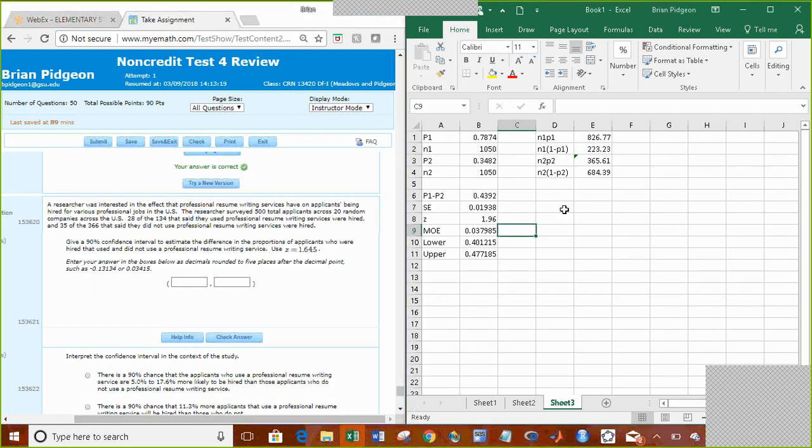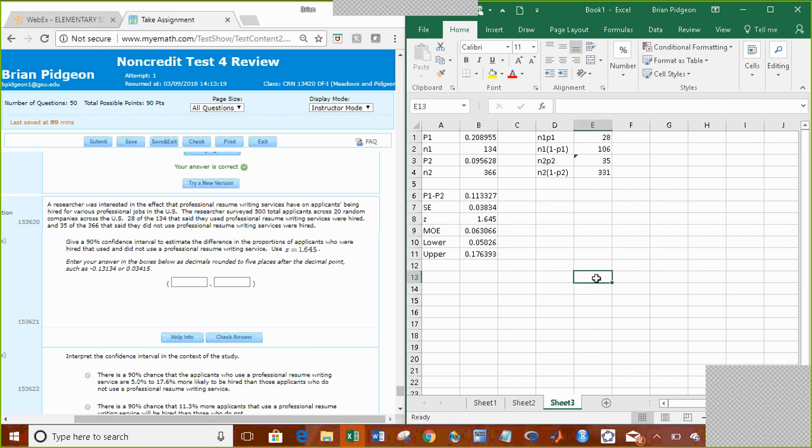So, a researcher was interested in the effect that professional resume writing services had on applicants being hired. The researcher surveyed 500 total applicants across 20 random companies from the U.S. 28 of the 134 who said they used professional resume writing services were hired, and 35 of the 366. So n1 is going to be 134, n2 is going to be 366. Our p hat 1 is going to be 28 out of 134, and p hat 2 is 35 out of 366. And note, all of these are still greater than 10, so we're still good. And now our Z is 1.645.